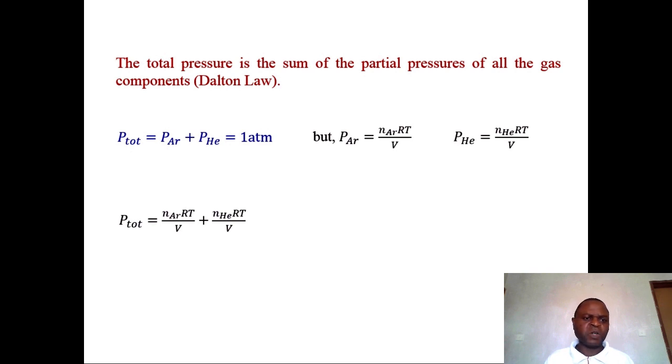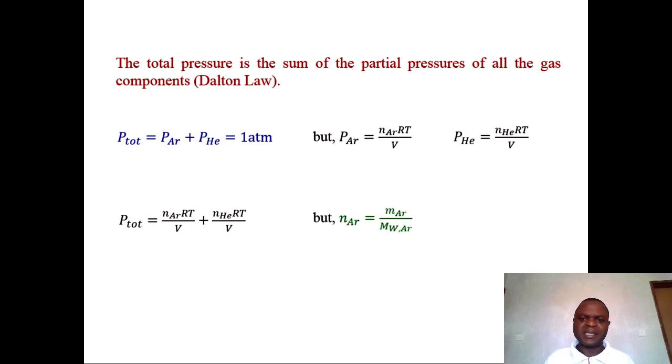So we can substitute the partial pressure of argon and the partial pressure of helium to get the total pressure. P total is equal to number of moles of argon RT over V plus number of moles of helium RT over V, where R is the gas constant, which is 8.314. Then the temperature is 298, the volume is 10 liters.